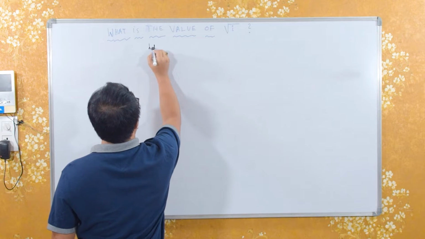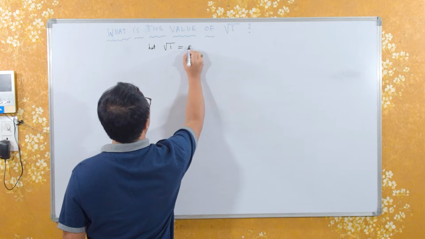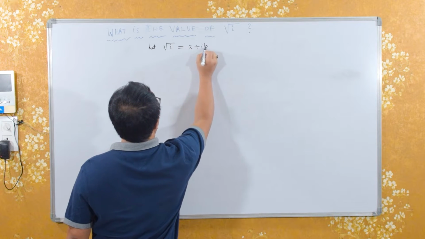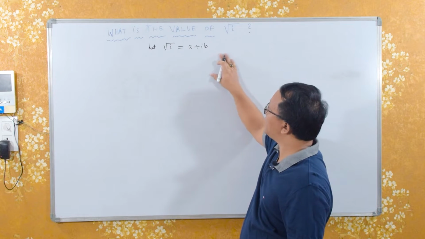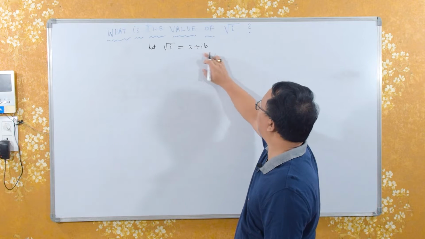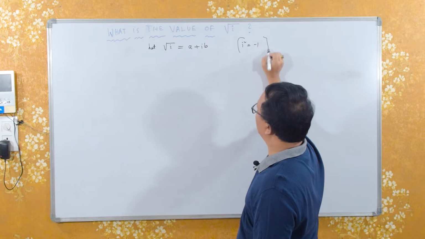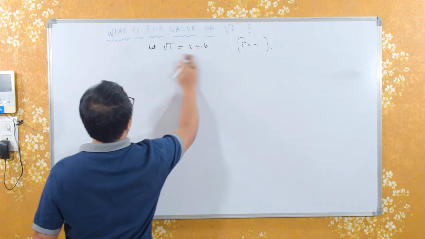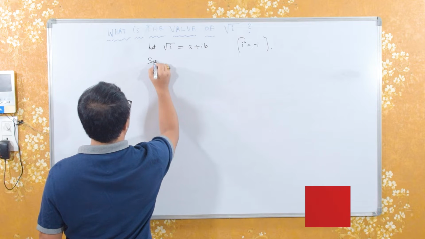Let √i be equal to a + ib. Why a + ib? Because any complex number is of the form a + ib for all a, b belonging to the integers. Here i² is -1. Okay, now let's square on both sides.